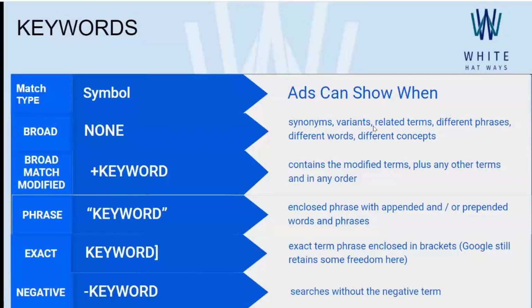So in whichever format these keywords are, they have to be there in the user search query. Right. Fine. So when would the ad show? It is asking you when would the ad show. So it contains the modified terms plus other terms and in any order. That is what I'm telling you, that in any order these words can appear.